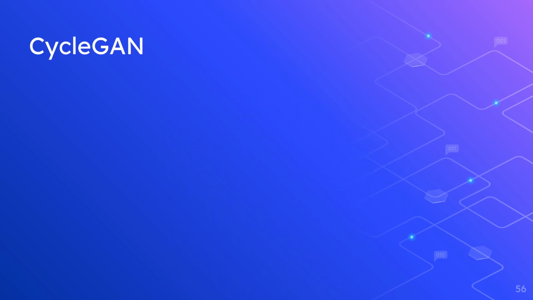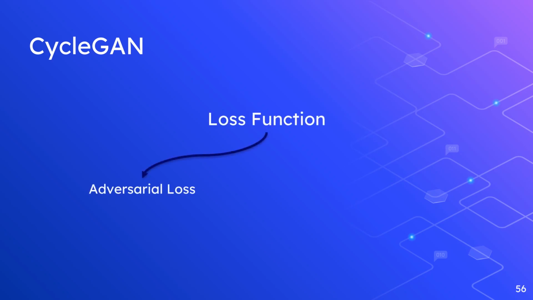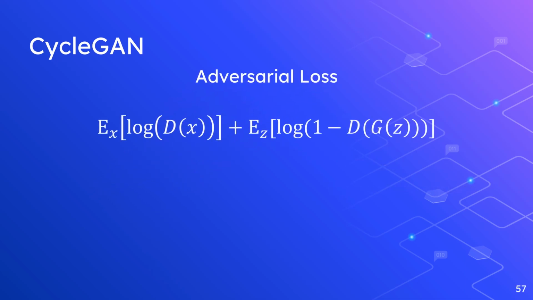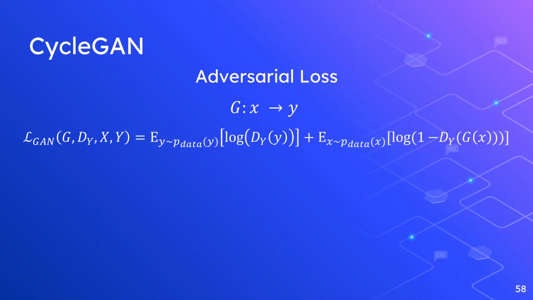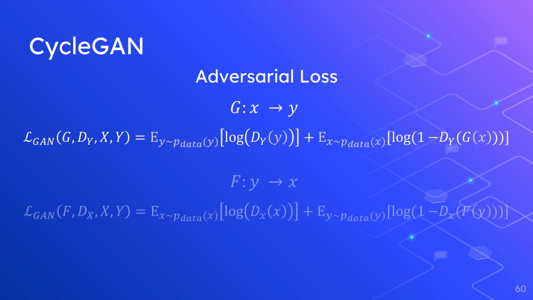The loss function for CycleGAN has two components, the adversarial loss and the cycle consistency loss. We'll start with the adversarial loss. Here is the regular Minimax Loss function. All we have to do is make some modifications so it's using the correct data. It's very similar to the regular Minimax function, but now we're taking the real images from the other domain. The loss function for F is very similar to G, but now we just switch the positions of the images. In total, we have 2 generators and 2 discriminators.